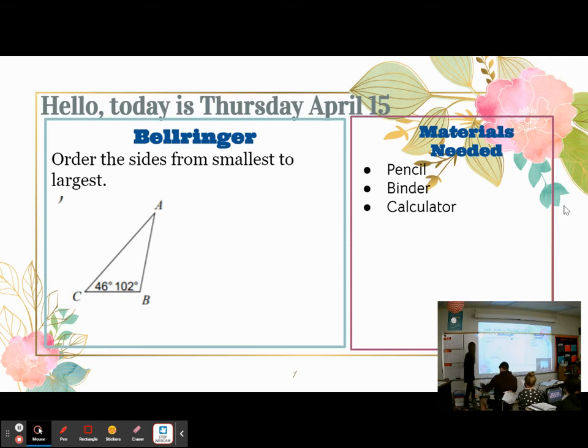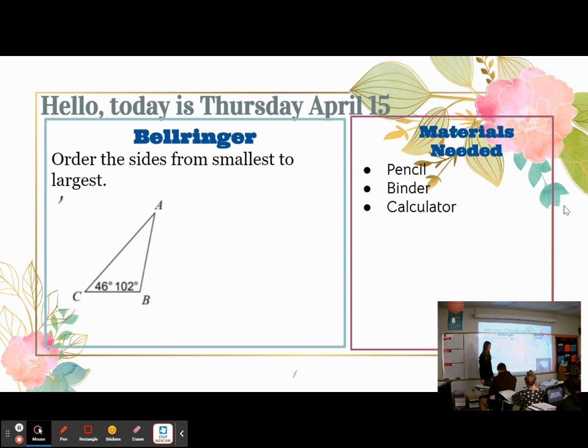So I took 46 plus 102, subtracted it from 180, and I got 32 degrees. And then you do the angle opposite, or the side opposite from the angle, so CB would be the smallest angle, AB would be the second smallest, and CA would be the largest.